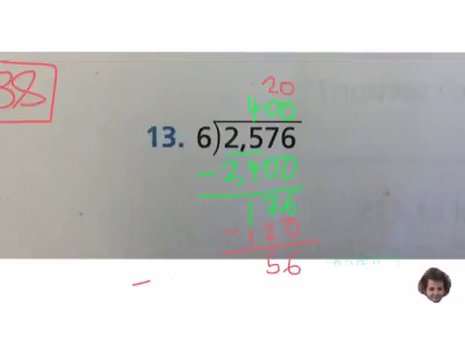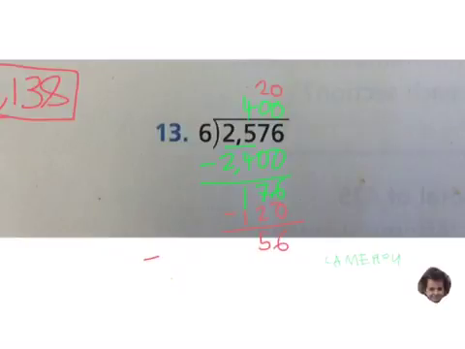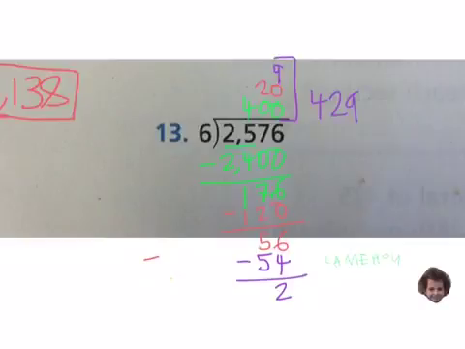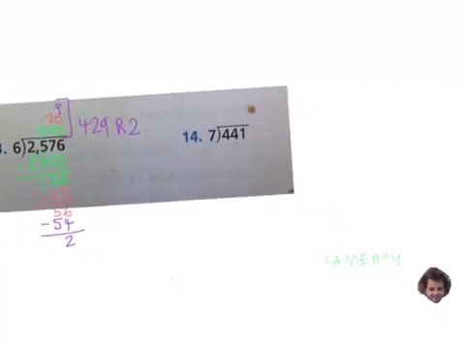How many 6's in 56? Well, 6 times 10 is 60. That's not going to work, so we'll do 6 times 9, which is 54. 2 left over. How many 6's in 2? There are no 6's in 2. We can't split 2 into a group of 6, so that's our remainder. So we're going to add up our partial quotients. We got 429, remainder 2. Remember, if I am going too fast for you, you can just pause it or rewind to see what I did again. Let's go to the next one.